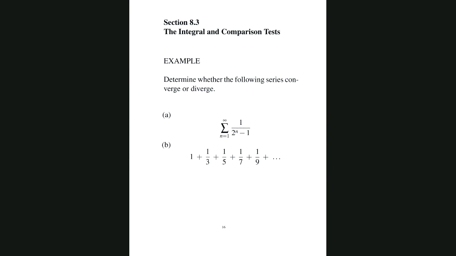So the series in part B is 1 plus a third plus a fifth plus a seventh plus a ninth, plus an 11th plus a 13th and so forth. What do you intuitively feel about this series? Do you think this series converges or diverges? And it's okay if you answer wrong.